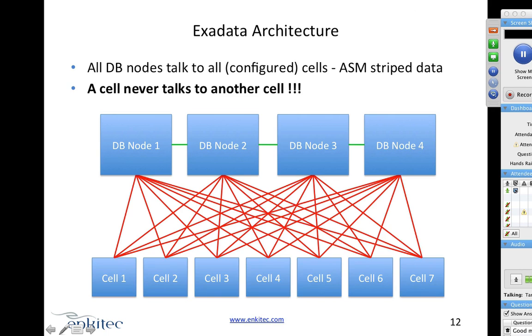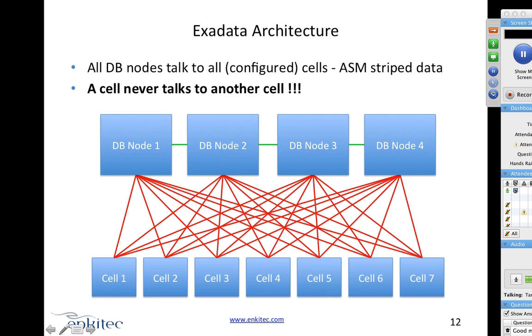So what should happen if a smart scan, which happens in a cell, reads a block and finds a chained row there? Well, this cell number 2 cannot go to cell number 5 and ask, hey, give me the rest of the row and I'm going to put it together and send it back. It doesn't do that. This is one situation where cell number 2 would not process this particular block via the smart scan, and it would send this block back to the database node with a special flag saying, hey, we had a problem. Please process this block as you would normally do.